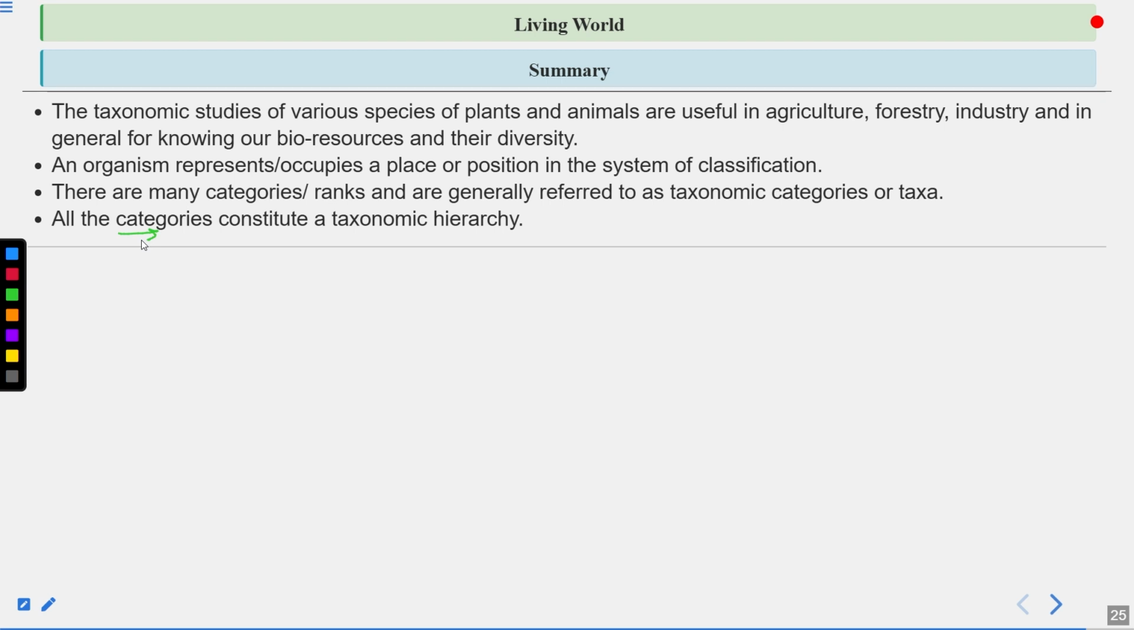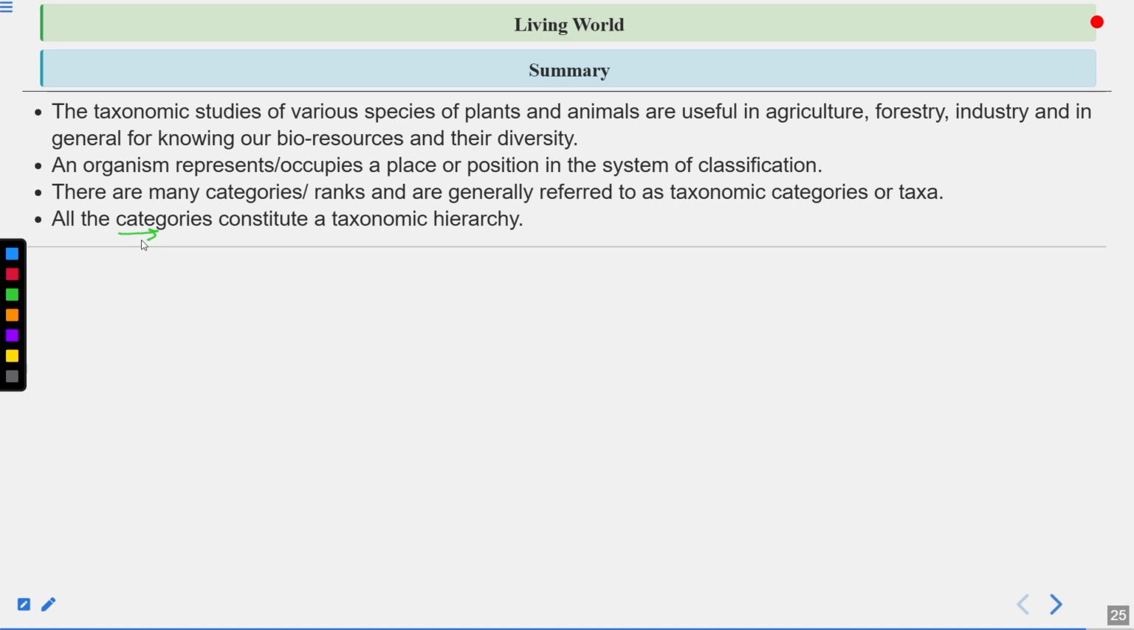Above kingdom, there is another higher taxon known as domain, but we are not talking about the domain here. The lowest most taxon is species, then higher to species is genus, then higher to genus is family, then above family we have the order, above order is the class, above class is phylum for animals, division for plants, and then the highest most taxon is the kingdom.